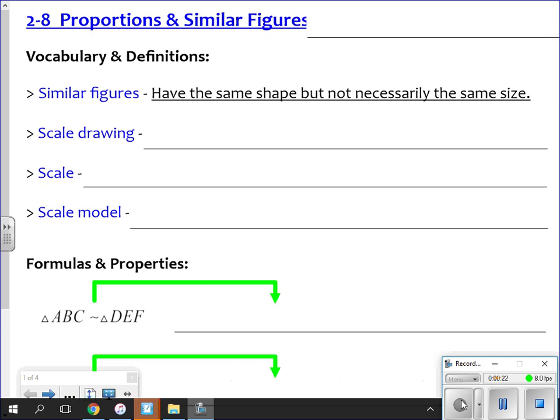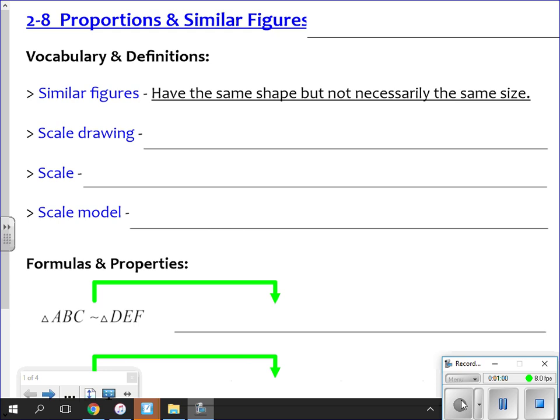Okay, first thing, similar figures. Similar figures have the same shape, but not necessarily the same size. If you take geometry next year, you're really going to discuss similar figures a lot. All squares are similar figures because all squares have the same shape. They do not all have the same size. They all have the same shape. That's what it means to be similar. They have the same shape, but not necessarily the same size.